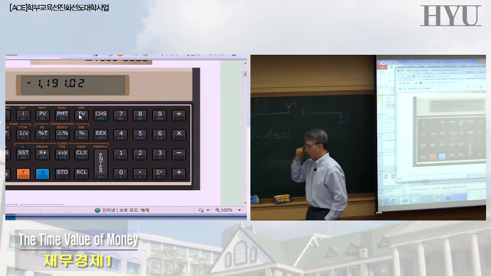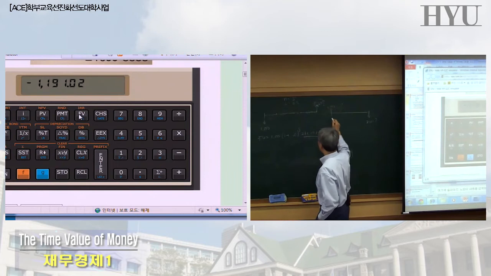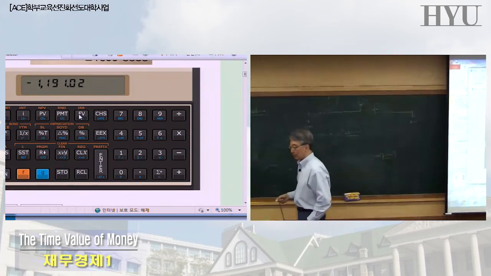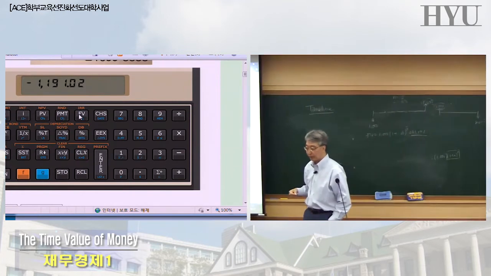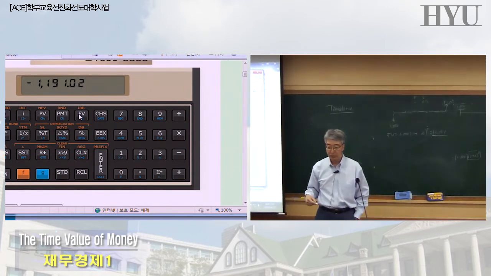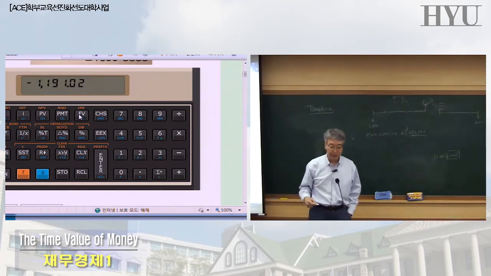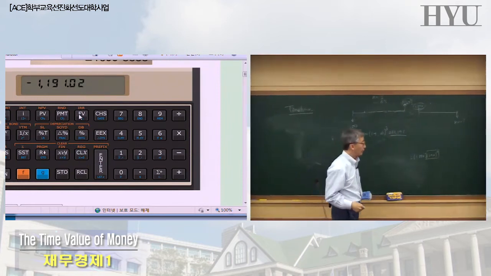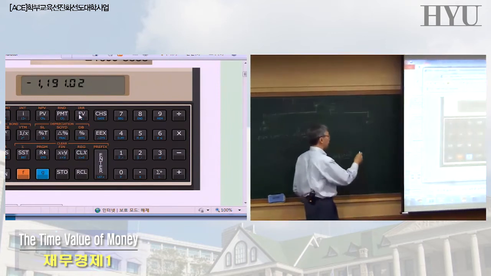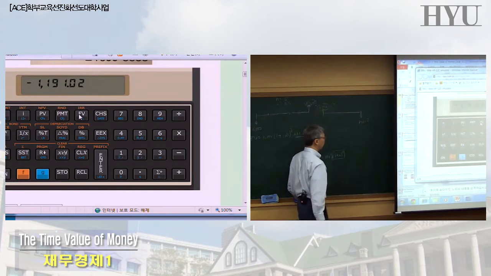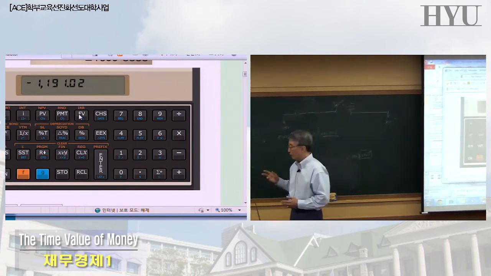Okay? So since I entered positive $1,000, the calculator is thinking that I am borrowing right now. It's a cash inflow. Money is coming into my pocket. And that means in the future I have to pay it back. So that's why it says negative 1,191. So here we have a slight difference.